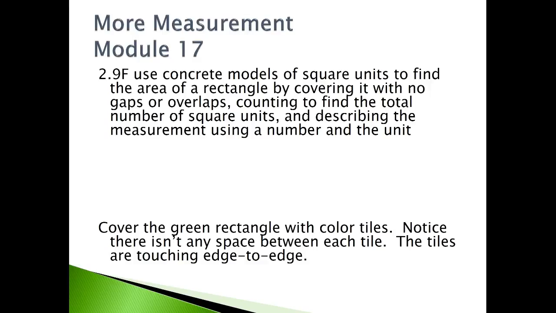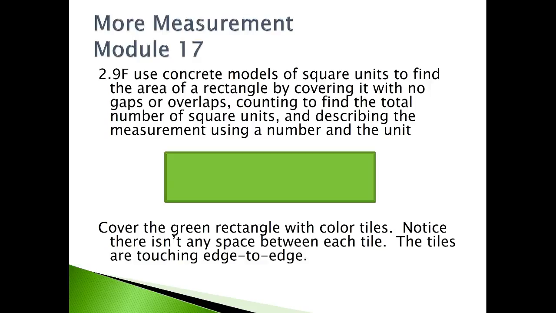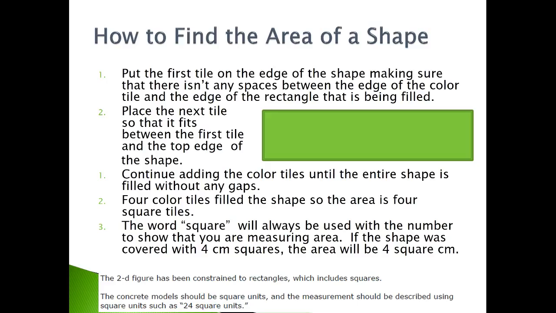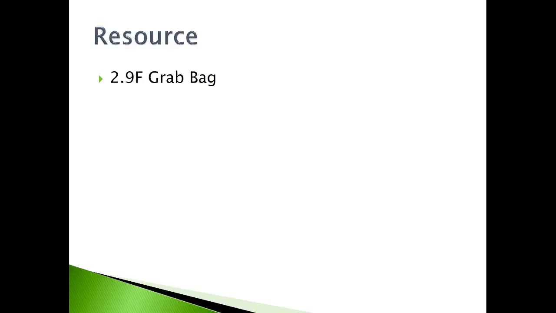In first grade, they were using the number and the unit, such as 8 crayons. So now we'll do the same with using color tiles. So notice we're going to cover this green rectangle with color tiles. There isn't any space between each tile and no gaps. So how will we do this? And here are some directions that you can share with the kids. They're going to first put the first tile on the edge. The second tile, we'll make sure we have no gaps in between, and it'll fit completely edge to edge. And then continue adding the rest until the space is covered. And then we can count the 4 tiles and say that there's 4 square centimeters. Yes, they're square shaped, so we have to say that they are square centimeters. And squared is also always used with area. So a resource for this is 2.9F in Eduphoria is Grab Bag.